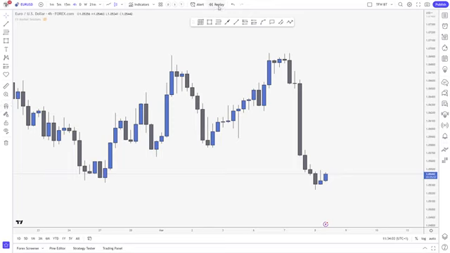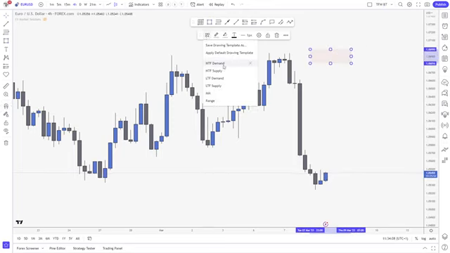So let's go. First of all, on my rectangle tool, I have around 4 to 6 different things. I have higher time frame demand, higher time frame supply. That is 4-hourly and 15 minutes.